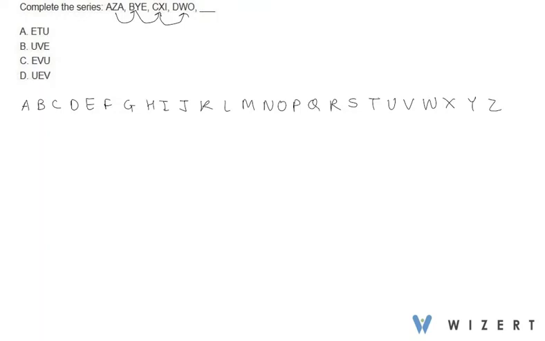So A, B, C, D, E, F, G, H, I, J, K, L, M, N, O, P, Q, R, S, T, U, V, W, X, Y, and Z. Let's number them. 1, 2, 3, 4, 5, 6, 7, 8, 9, 10, 11, 12, 13, 14, 15, 16, 17, 18, 19, 20, 21, 22, 23, 24, 25, and 26.